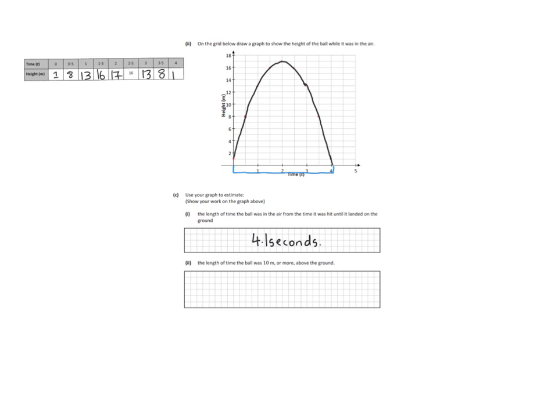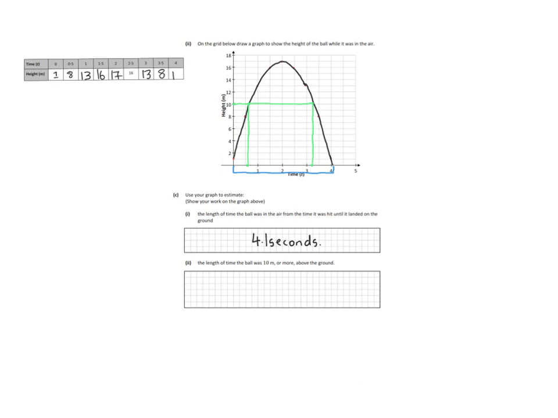The second part then says, use your graph to estimate the length of time the ball was 10 meters or more above the ground. So we want 10 meters. So the height here is 10 meters, which I've just highlighted in green. If we go across here, we should see that this will hit at 2 points. And if we bring those 2 points right the way down to the x-axis, we should be able to see how long it was in the air.